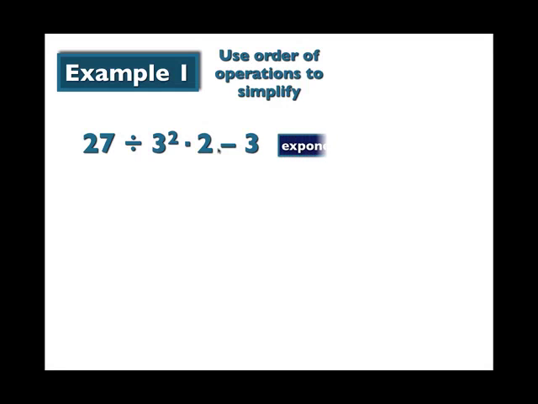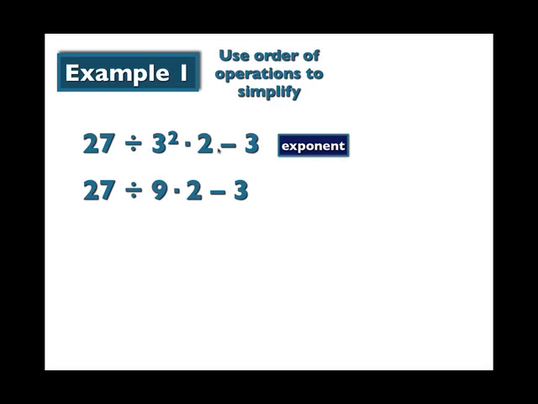And the first thing we're going to do here is the exponent. So when we evaluate 3 squared, we're going to have 27 divided by 9 times 2 minus 3. And I want you to do this step by step exactly the way I'm doing it. This will allow us to make sure that you're staying on top of things, and if you do make a mistake, we can go back and we can find it pretty easily.